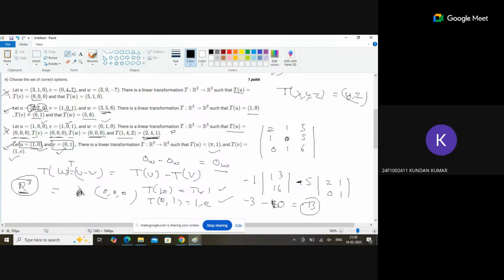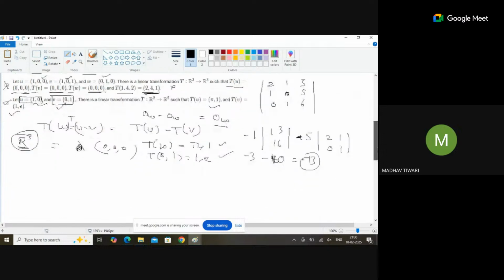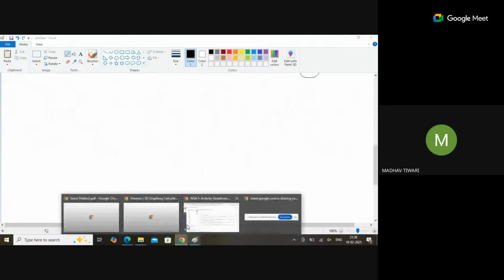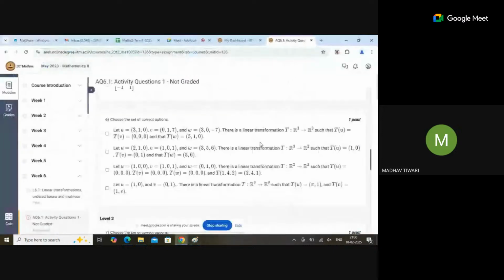Sir, is there a problem here? No, it is very logical, there is no mathematics behind this. This is just simple logic. Let's check it, verify it once. This one okay, and this one okay.